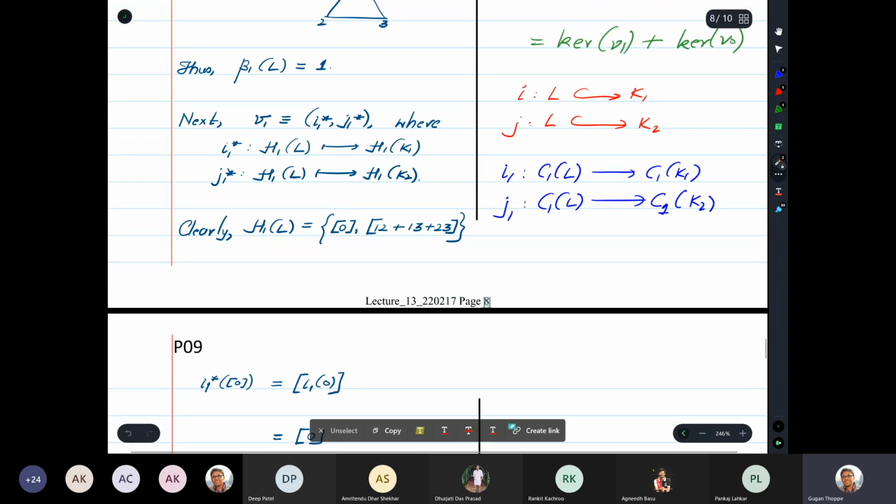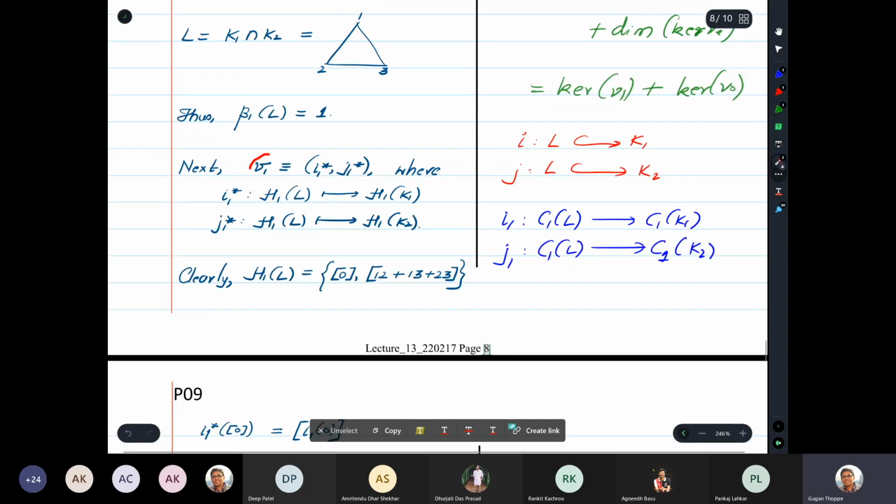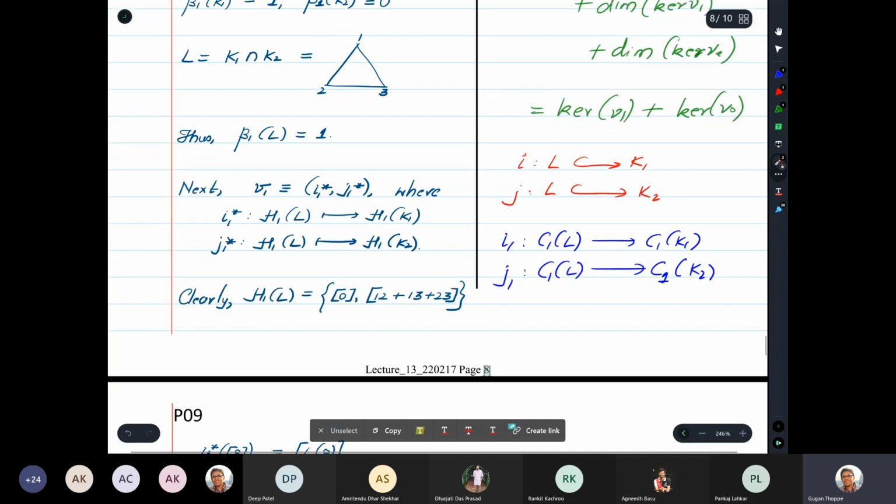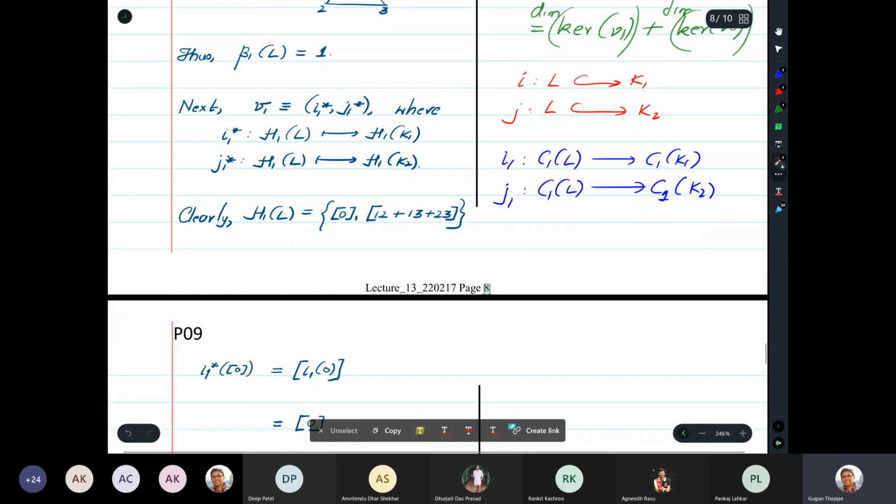In particular, we have to figure out what is the kernel of nu 1 and the kernel of nu 0. So there is a typo here. I should write dimension of kernel of this plus dimension of kernel of this. Okay, so this is what I am interested in knowing. So let's try to figure out what these things are, and what is I1 star, J1 star, and in particular what is nu 1, right?